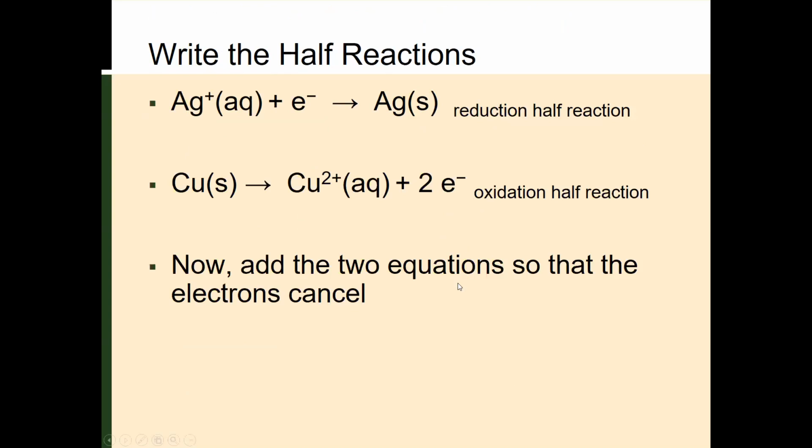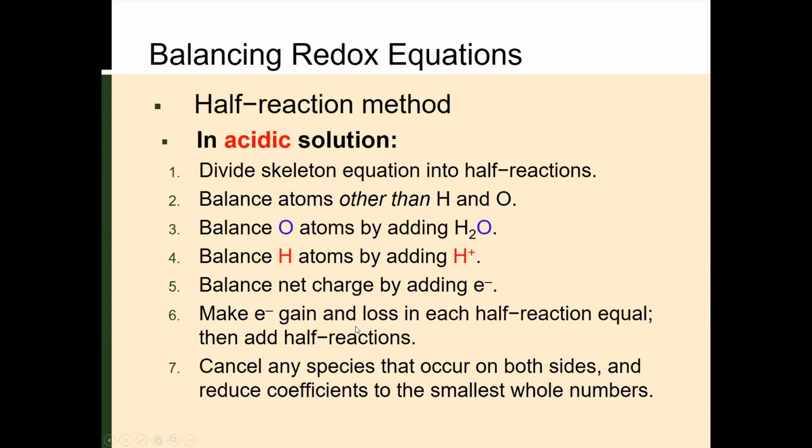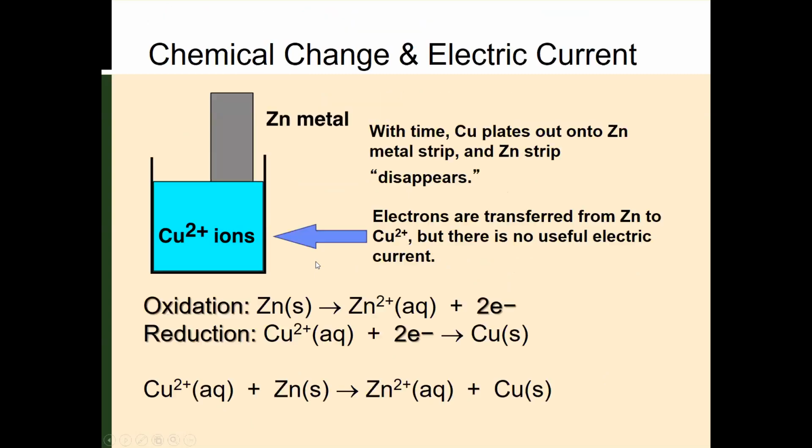Now we add those two equations. The electrons cancel, giving us 1. Now this was a fairly simple one to balance. Some of the more complicated ones that you'll see, you definitely want to look at the method that I show. Here is a summary of the book's method. You'll want to go and watch the video that I put up on balancing oxidation reduction reactions. That's linked here as well as on the Canvas site.